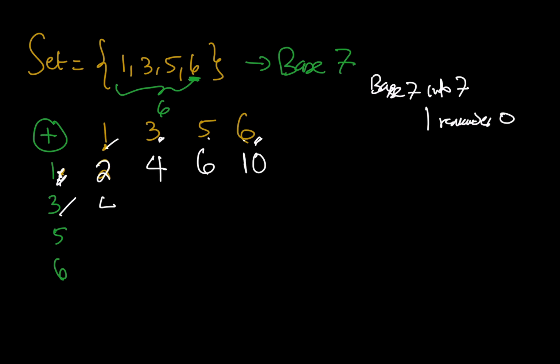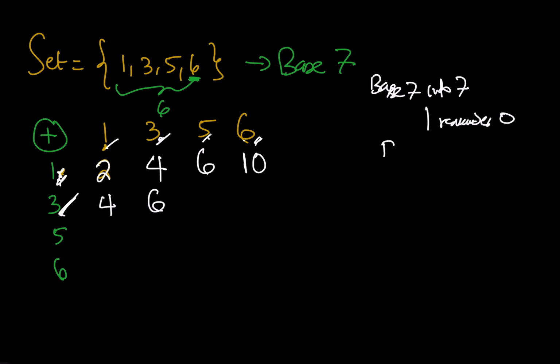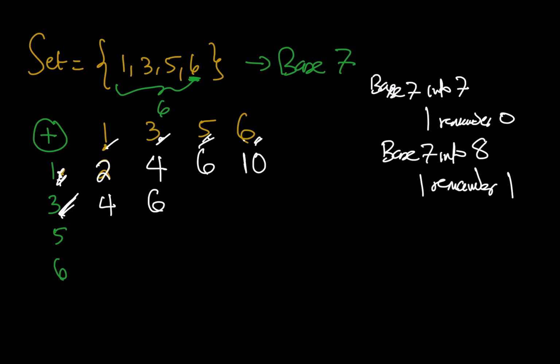3 and 1 is 4. 3 and 3 is 6. Can we write 6 in base 7? Yes, we can. 3 and 5 is 8. We can't write 8 here. We have to convert that. Base 7 into 8 is 1 remainder 1. So we always write the remainder and then the other number. Technically it looks like 11, but it's not 11, it's 1 remainder 1.